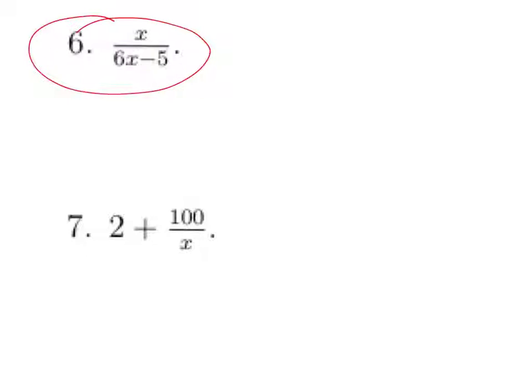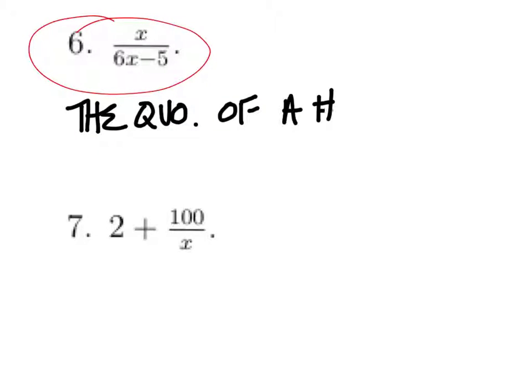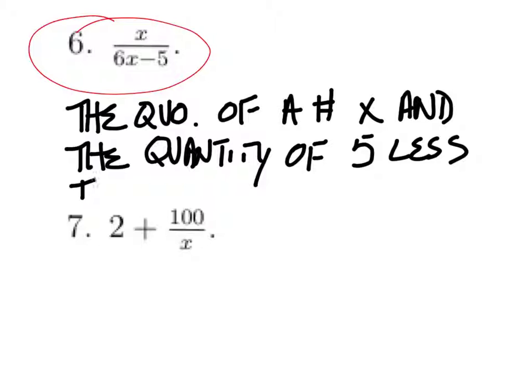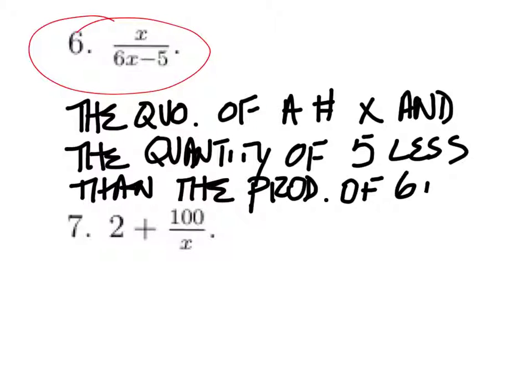For number 6, what I would do is I would say the quotient, and I'm going to abbreviate, the quotient of a number x and the quantity of 5 less than the product, abbreviation, of 6 and a number x.